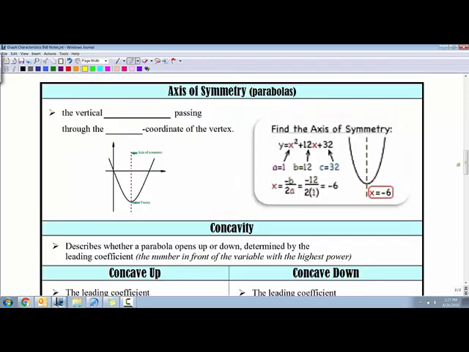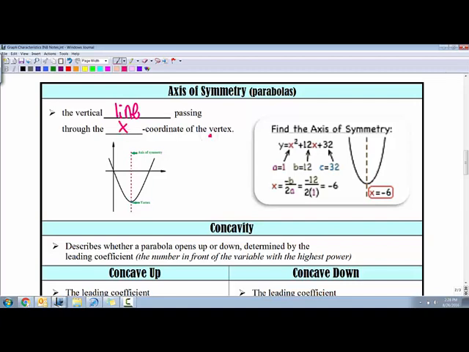Okay. Axis of symmetry. In a parabola, the vertical what? What is this called? A line. Thank you. That's huge because a lot of people will, again, just tell me 5. It's not just 5. It's x equals 5. And it's always going through that x coordinate of the vertex.